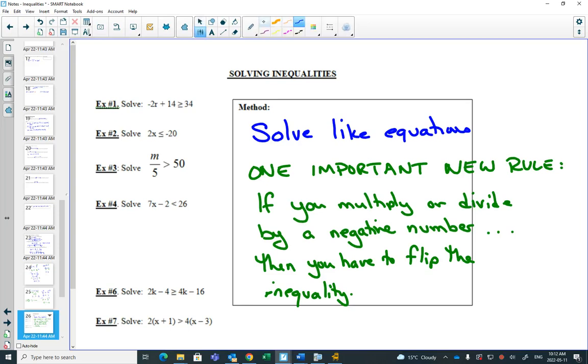So in example number 4, we do have some like terms. Notice we have a -2 and a 26. We're going to move them to the same side. I'm going to move them to this side by adding 2 and adding 2 so that my variables are on one side, 7x, my numbers on the other side. And since I added, we never change the inequality sign. And now to get x by itself, the opposite of multiplying by 7 would be to divide by 7.